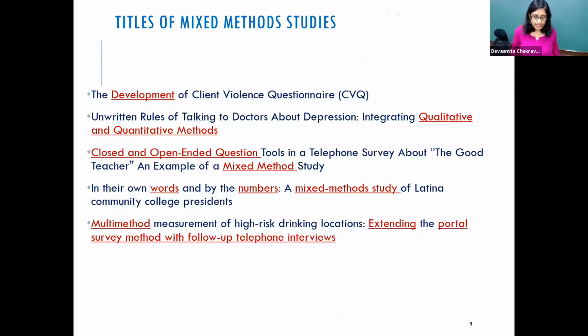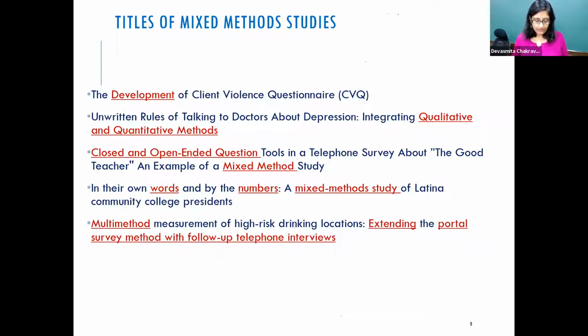The second one is unwritten rules of talking to doctors about depression, integrating qualitative and quantitative methods. Now this gets interesting. This actually says that qualitative and quantitative methods were integrated to do this study. So it is a mixed method study. The third one is also interesting. Closed and open-ended question tools in a telephone survey about the good teacher, an example of mixed method study. So again, this is a mixed method study, but they also give us another cue saying this is a closed and open-ended question.